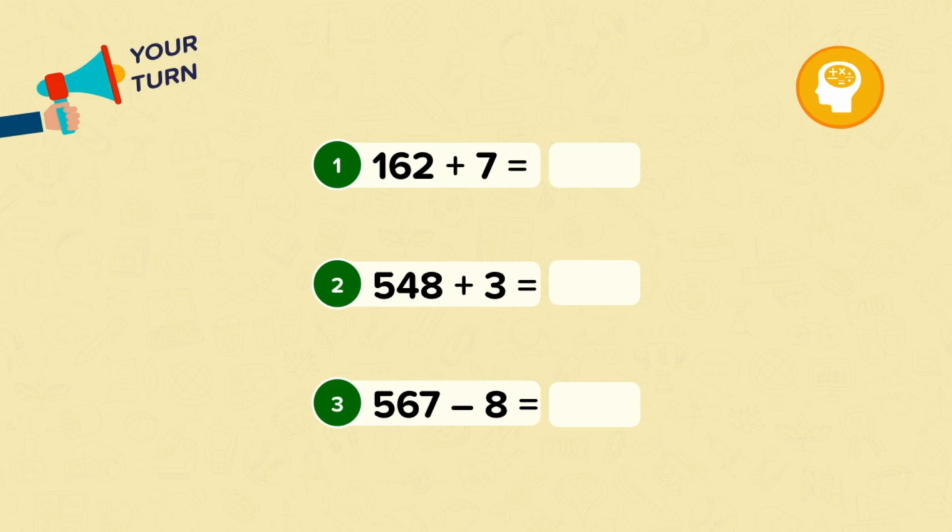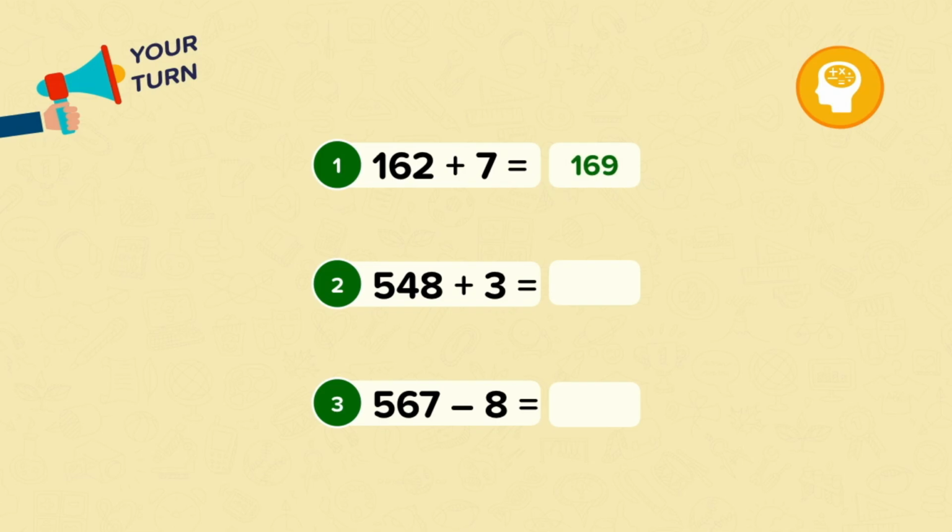Here you didn't need to bridge through 10. If you focused on the ones, 2 add 7 is just 9, and all of the other digits stay the same. So you should have got 169 as your answer. Well done if you did.